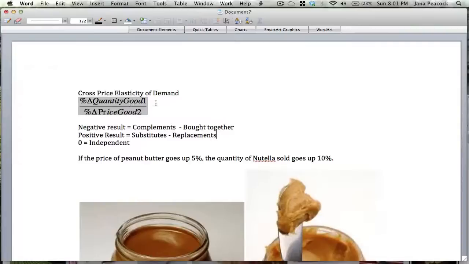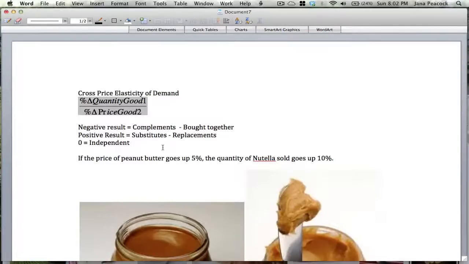So here is our formula for cross-price elasticity of demand. You have the percentage change in the quantity of one of the goods over the percentage change in the price of the other good. And you need to make sure that you pay attention to the signs of each. And if your result is overall negative, the two goods are complements. If your result is overall positive, the two goods are substitutes, meaning the goods track together in this formula.